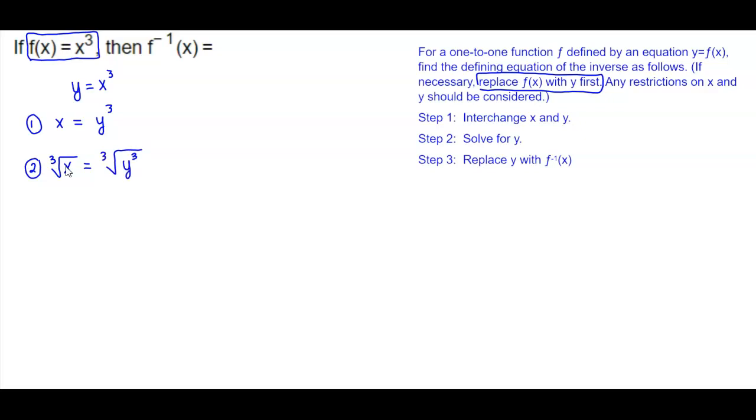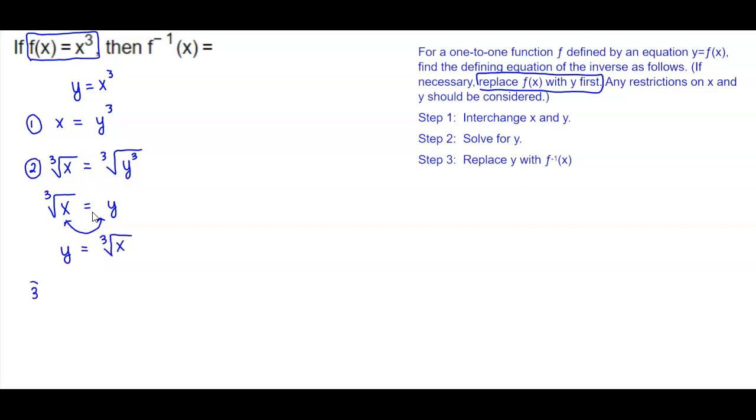Okay, so now if we take the cube root of x, the cube root of x is equal to cube root of x. And over here, the cube root of y cubed, meaning what do you have to cube to get y cubed? The answer is y. Okay, so now we can reverse this statement and write this as y, which is equal to the cube root of x.